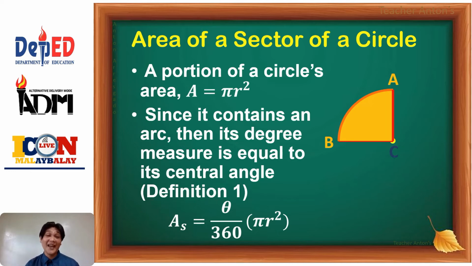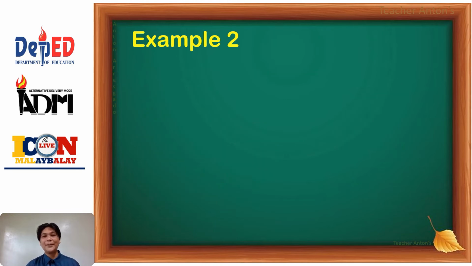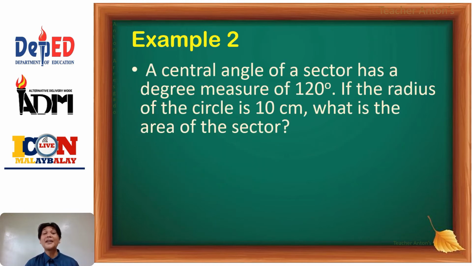Since that is a slice of a pizza, the arc there needs the measure of the central angle. Let's proceed with the example. Example number 2. A central angle of a sector has a degree measure of 120 degrees. If the radius of the circle is 10 centimeters, what is the area of the sector?